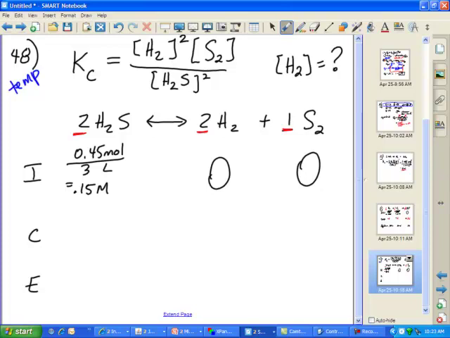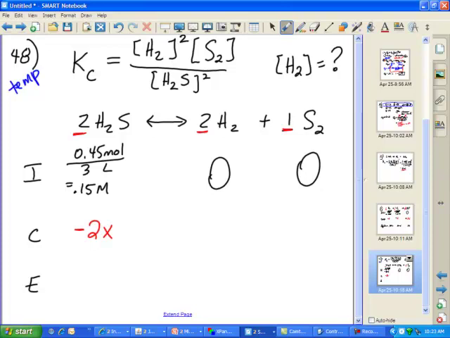This is going to move. So when this moves to the right, is this concentration going to go up or go down? Down. So we're going to put minus here. We're going to put minus 2x because you see that 2 right there? Okay? Because this is going to move according to this ratio.